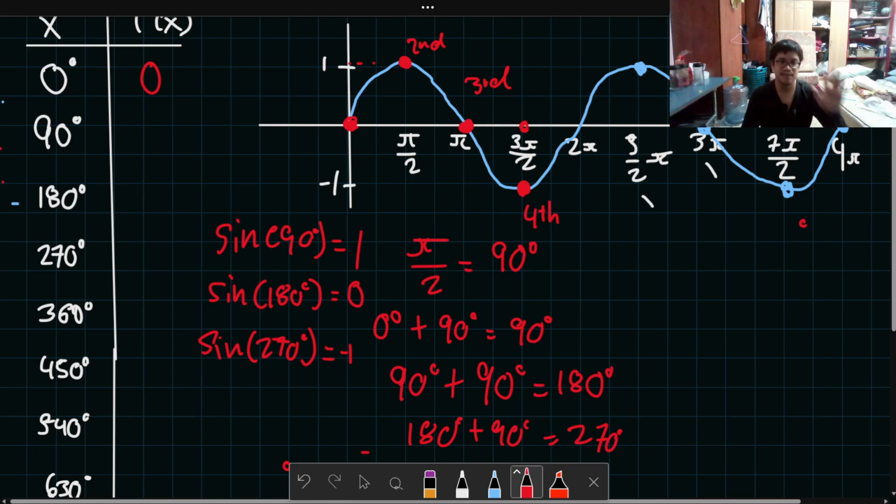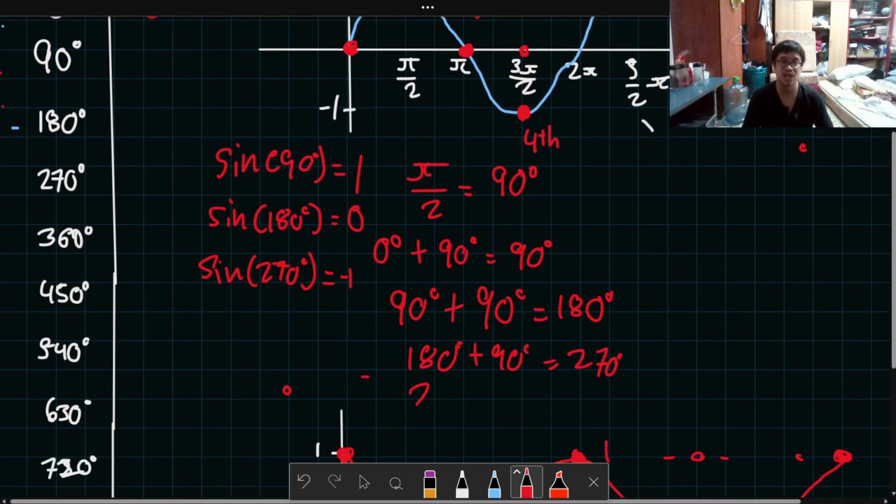So to find the fifth key point, the same thing. Add the previous number by 90 degrees. So 270 plus 90 degrees, you will have 360 degrees. So sine of 360 degrees is basically 0.